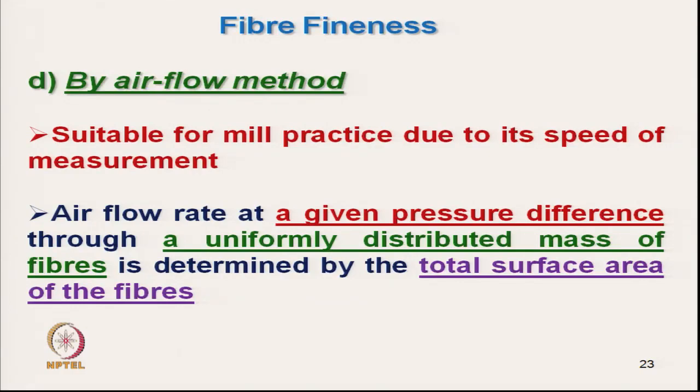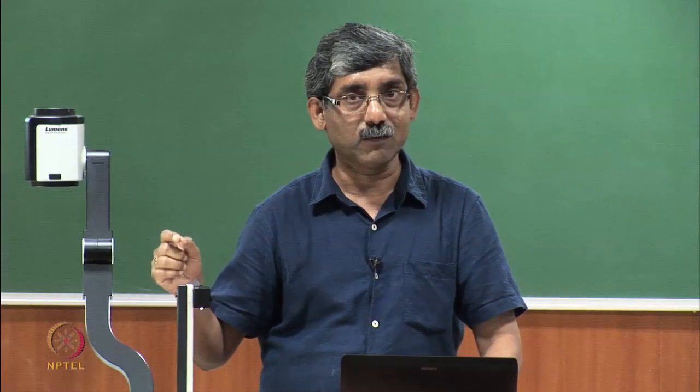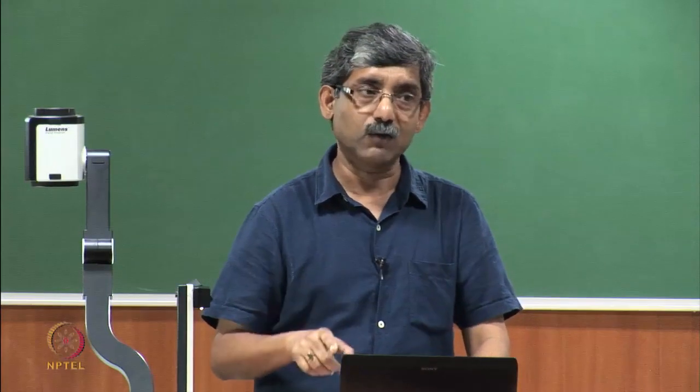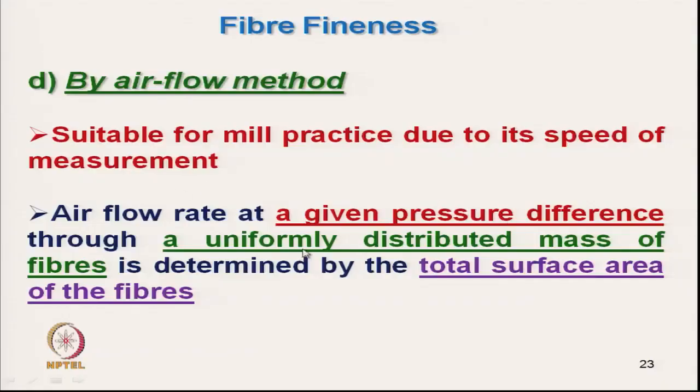In that instrument, we can have a constant pressure drop and measure the air flow rate, or else we can do it the other way also. We can have the same air flow and measure the difference in pressure drop. So, it works in these two ways. The air flow rate at a given pressure difference through a uniformly distributed mass of fibers is determined by the total surface area of the fiber. That is what is proportional here.